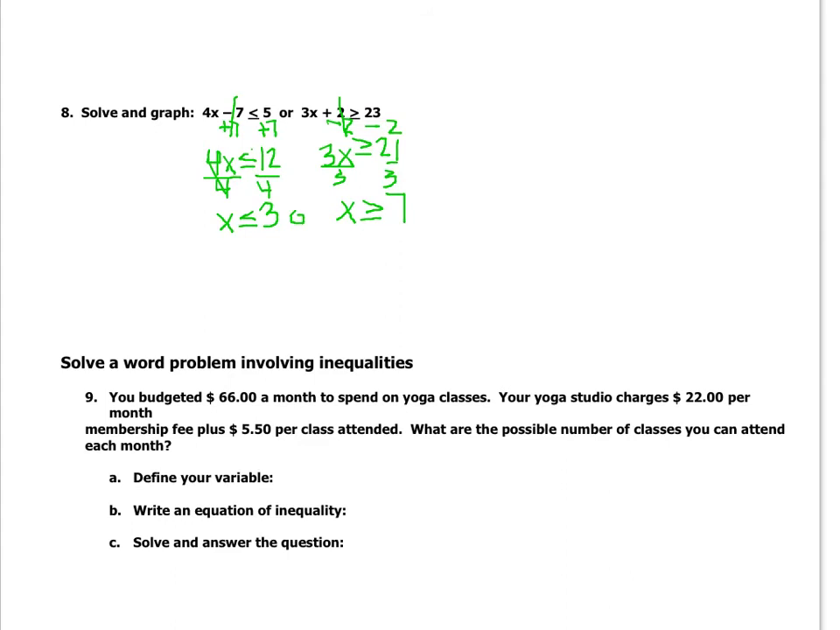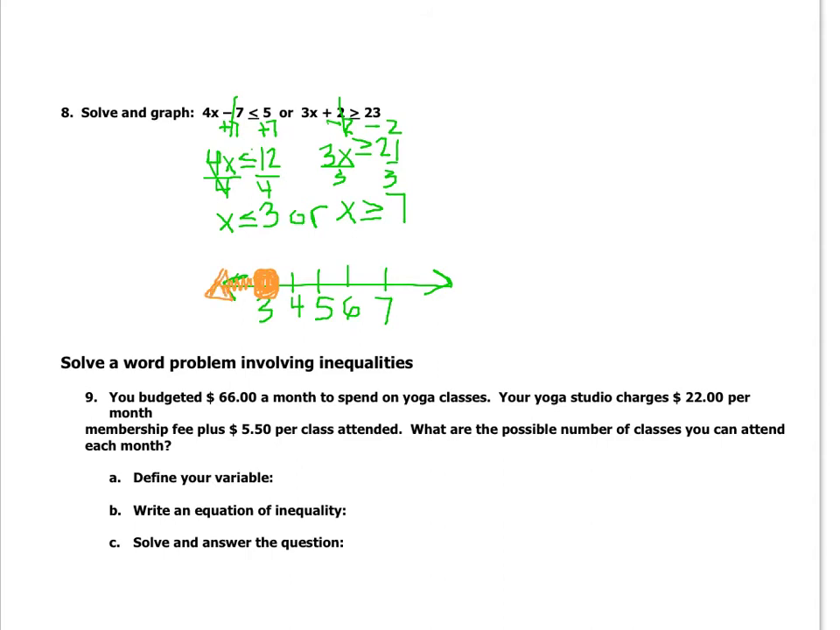And we've got the word or in the middle here. So I need to graph this because it says solve and graph. So I need 3, 4, 5, 6, and 7. I'll just change my pen to make it look a little easier. This says x is less than or equal to 3. So I'm going to have a circle here on 3, but I need to color it in because we have the or equal to. And it's going to shade in this direction.